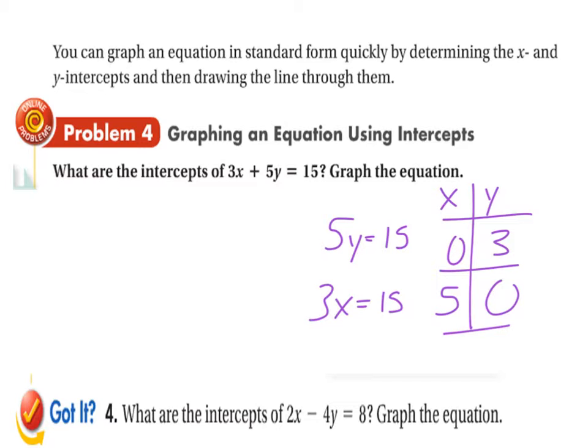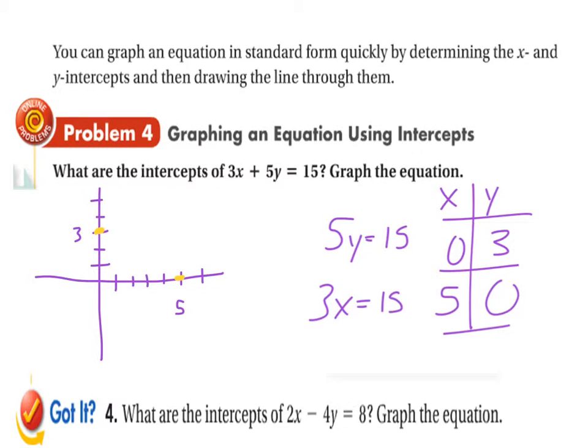That does give us 2 points, so (0, 3) and (5, 0), so I need to make sure that when I do my sketch for my graph, I include those points. So (0, 3) and then (5, 0). So I can put those points on there. (0, 3), (5, 0).